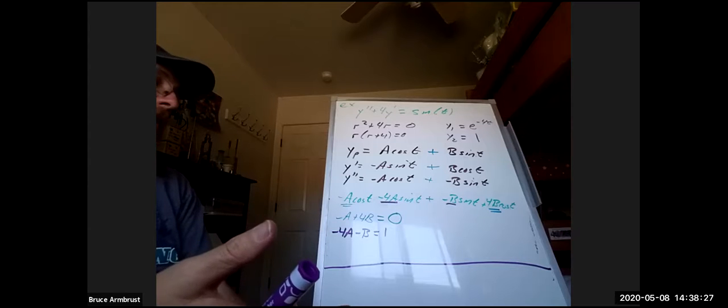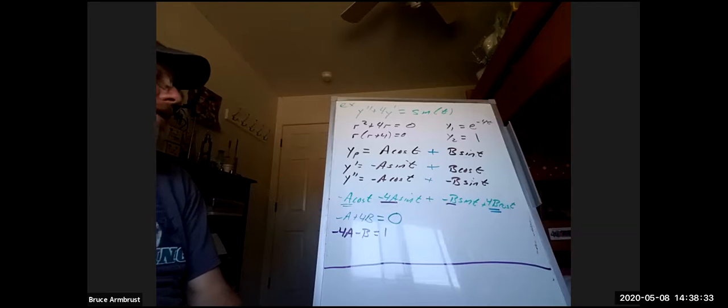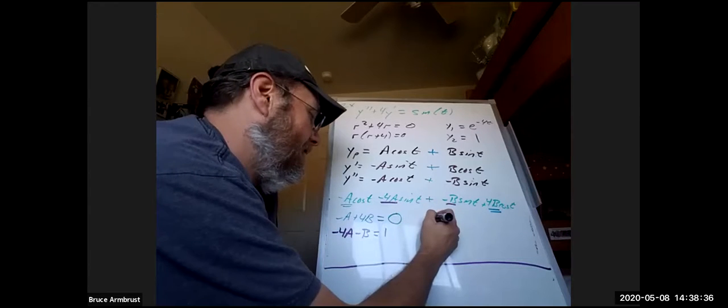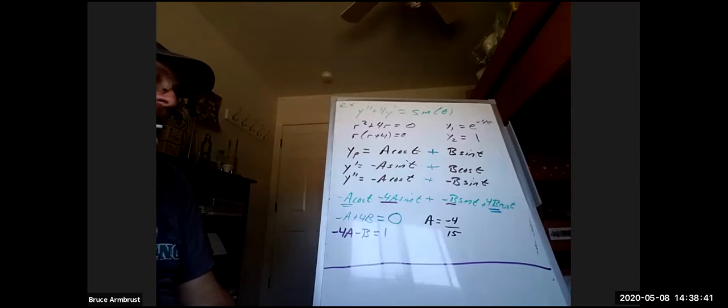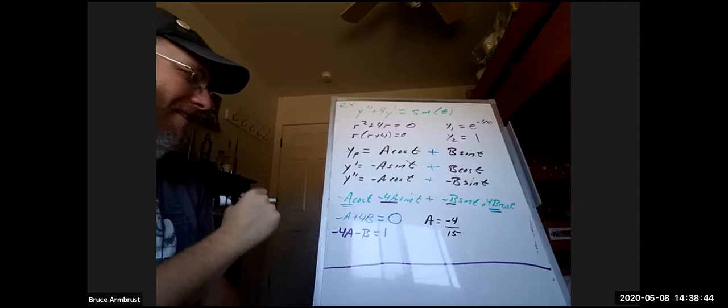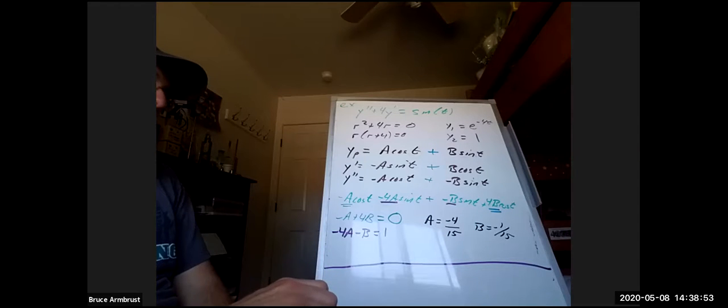So now I've got a system of equations. I know what to do. I can go ahead and solve this. And when I solve this, I'm really nervous because I just did this in my head. But I think it gives me a equals minus 4/15, which then makes b equal minus 1/15. Nope, that is definitely not right. No, it's minus 4/15, 4/15. No, it's negative 4/17, minus 1/17.